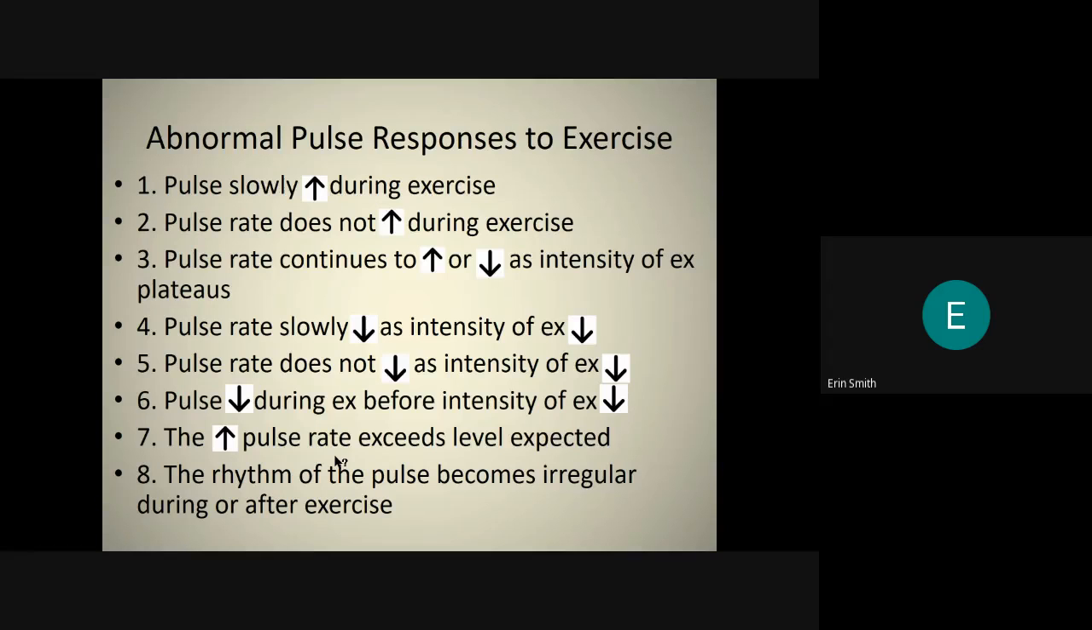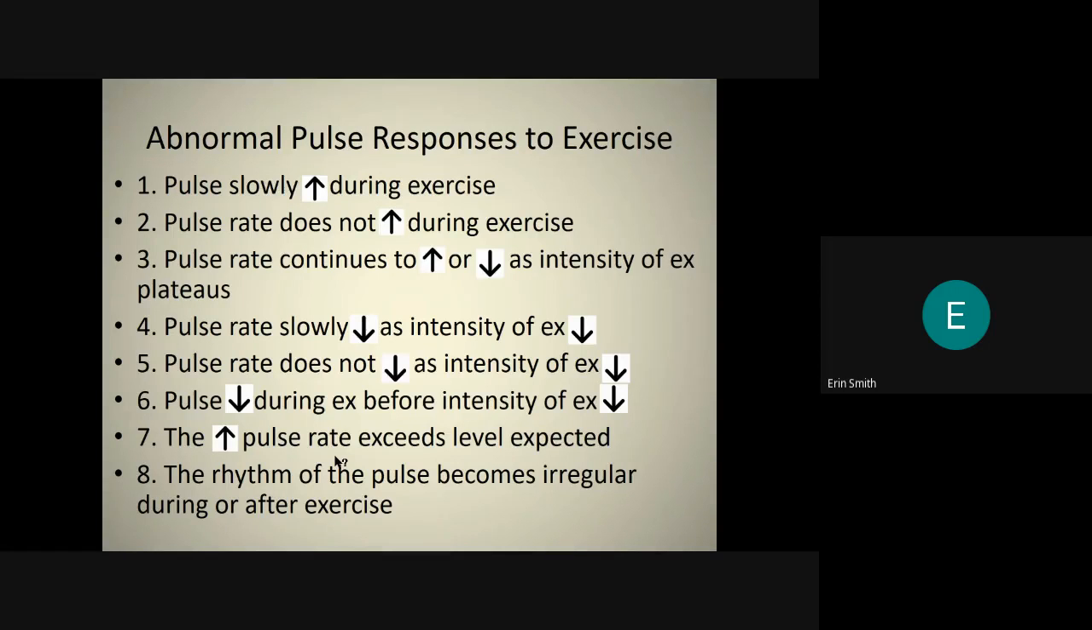The pulse rate not increasing during exercise would be an abnormal response. If the pulse rate continues to increase or decrease as the intensity of the exercise plateaus, that would be an abnormal response. So you would expect the pulse rate to go up in relation to the exercise intensity. But if it continues to go up or starts dropping as the intensity of the exercise plateaus, that's abnormal.